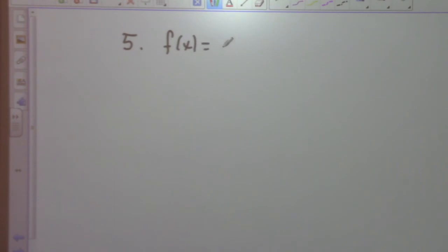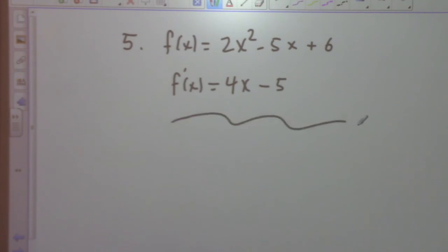So this one is 2x squared minus 5x plus 6. Okay, so f prime of x. I'm just going to write out the whole thing. We have 2 times 2 is 4, and we have x to the 1 power. And then we have minus 5, so this is going to be our answer for this one. Oh, that's just it? I don't know why I was thinking I needed more.